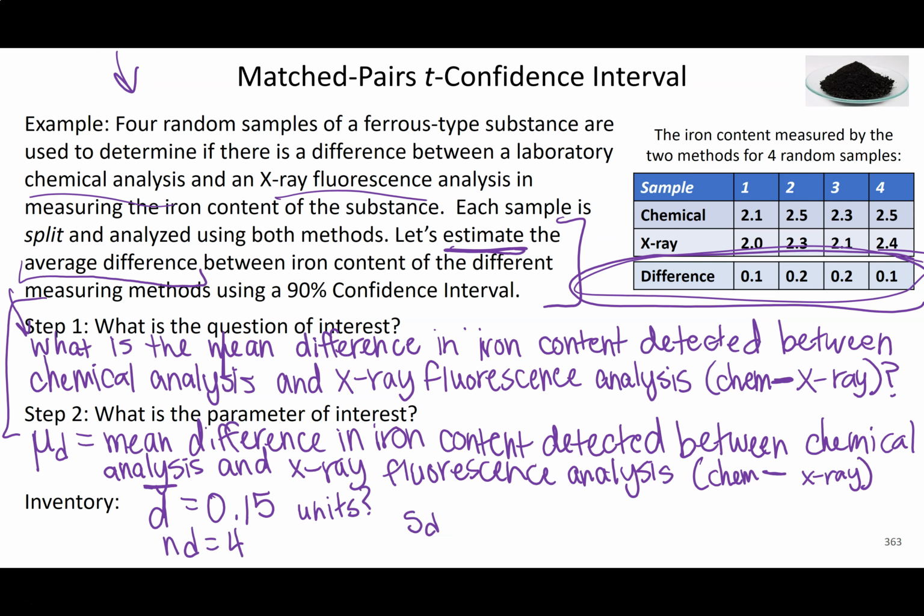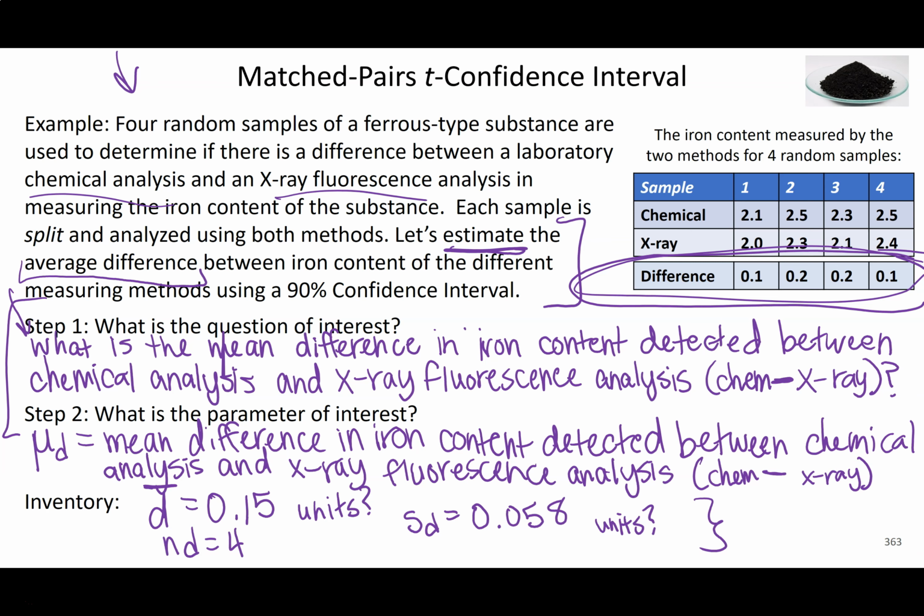So the number of differences, that one's a little straightforward, is 4. And then the standard deviation of those differences is about 0.058. And I'm going to write units again, but I'm not going to focus too much on them in the future. So this would be my inventory. I know the average difference observed in the samples, I know that there are 4 differences, and I know the standard deviation of those differences.